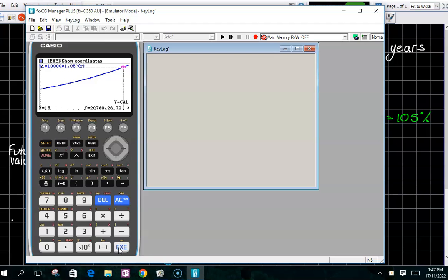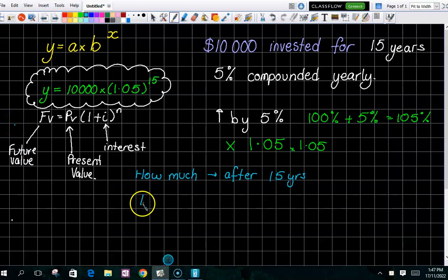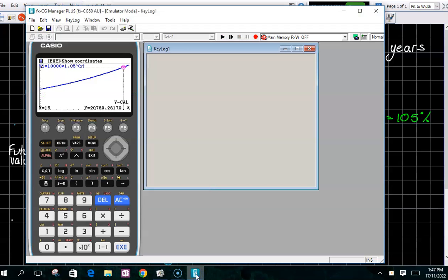We happy with that? Now, what if it said how long before we have 18,000? How do we do it on our calculator? G-Solve, next. Well done. 12.04, right?